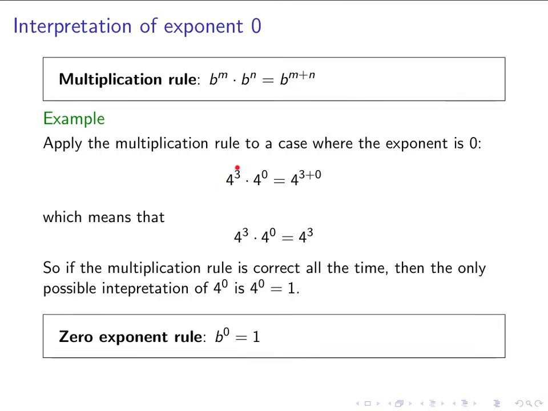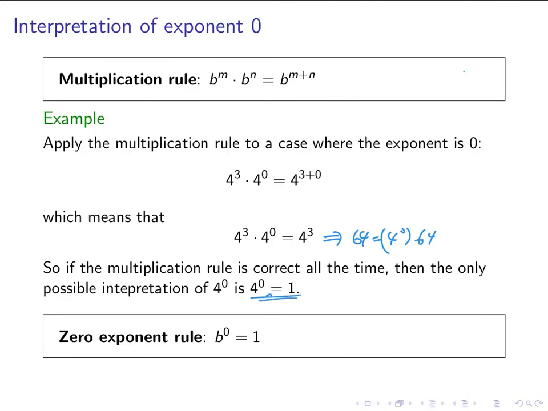So for example, 4 cubed times 4 to the 0 is an example of our multiplication rule. The base is 4 in each expression. And so the result of that should be 4 to the 3 plus 0. The exponents would be added. But that means that 4 cubed times 4 to the 0 is equal to 4 cubed. And 4 cubed, of course, well, it doesn't really matter what it is. It's identical to both left and right-hand side of that equation. But 4 cubed is 64. So 64 is equal to 4 to the 0 times 64. And so the only possible thing that 4 to the 0 can mean in that context is 1.